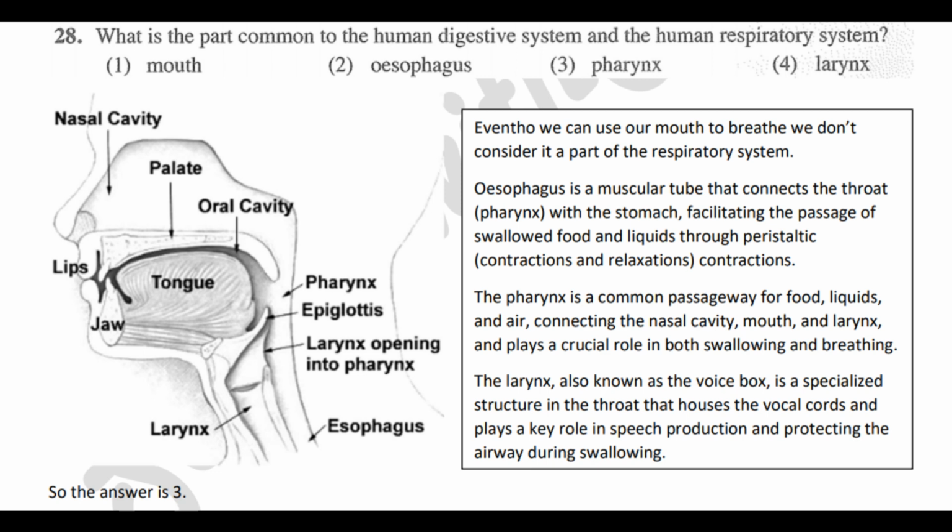Then go to the larynx. Okay, the larynx, also known as the voice box, is a specialized structure in the throat that houses the vocal cords and plays a key role in speech production and protecting the airway during swallowing.